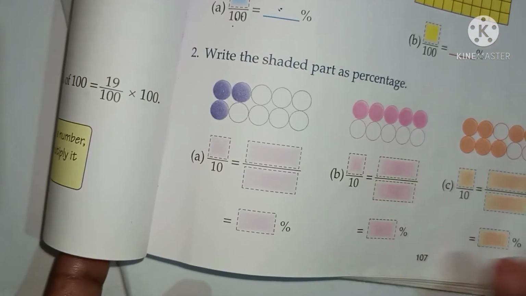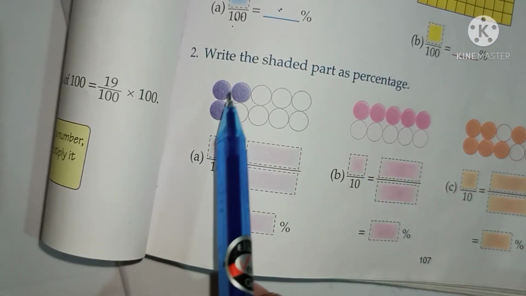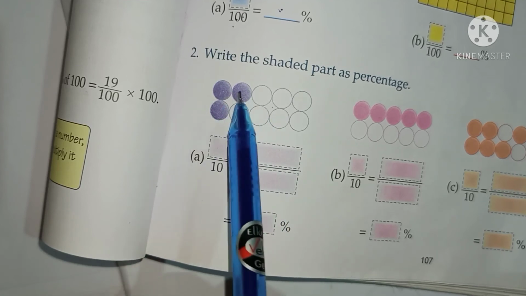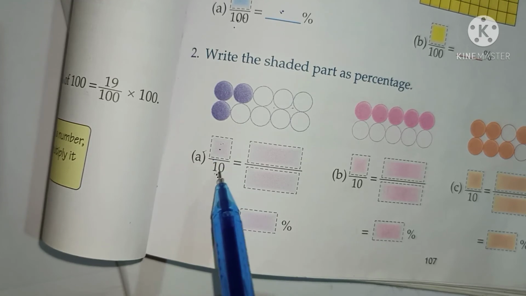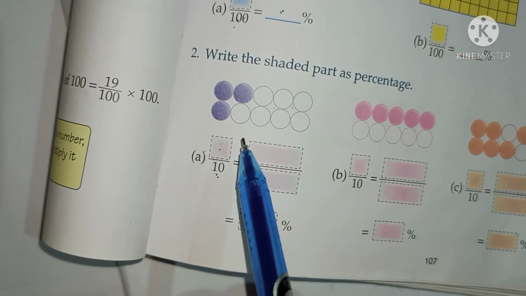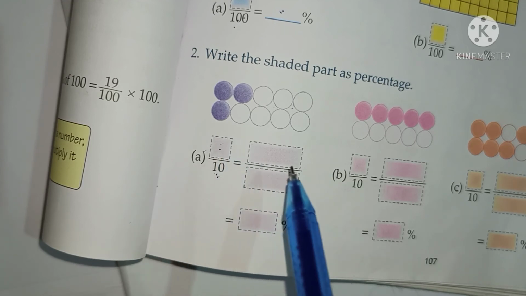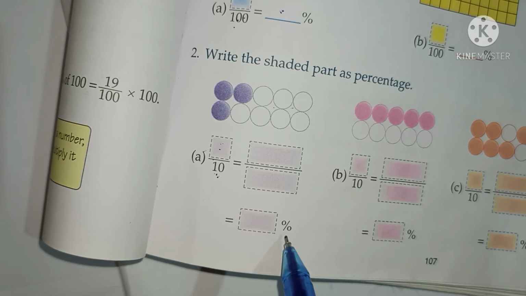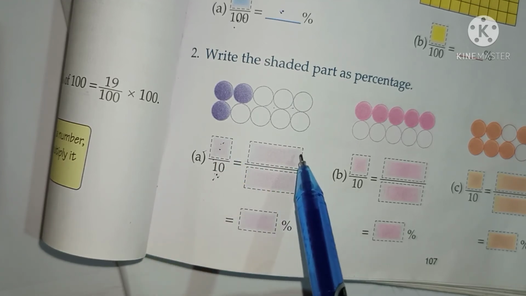Now question number 2, write the shaded part as a percentage. How many are shaded here? 3 parts are shaded out of 10. It means 3 by 10 we can write, which is in the form of a fraction. I told you how to convert a fraction into a percentage: you multiply that fraction by 100%, and you will get the required percentage. So here, 3 by 10 multiplied by 100%.